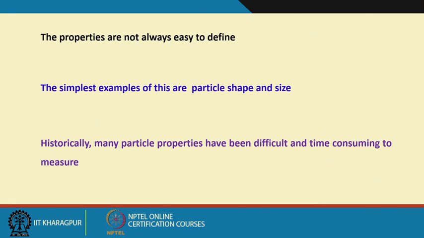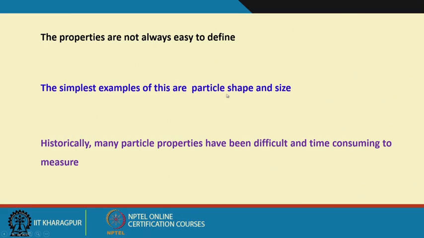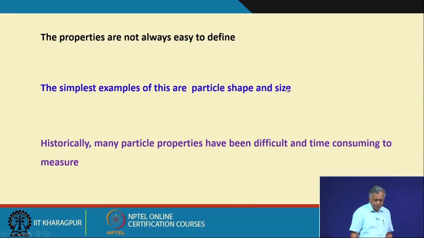The properties are not always easy to define even. I will just show you an example, where even for the very basic elementary properties of particles, we still do not have a general consensus that yes, this is the definition we accept. Simplest examples of this are particle shape and size. I will try to explain more on these two in this lecture.